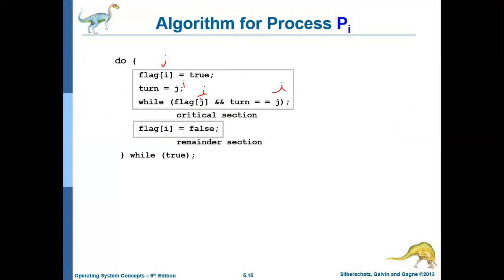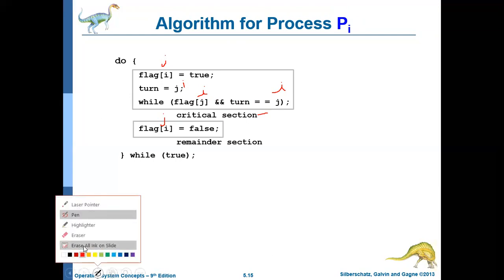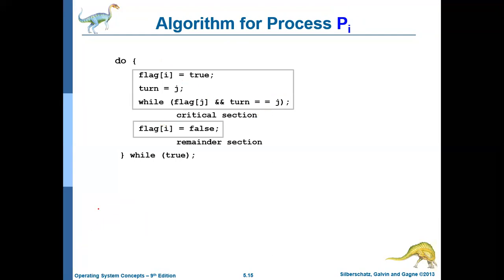As long as flag of i is true and turn is equal to i, it will wait, because let i complete, further it will wait. And if this condition fails, then it will enter the critical section. When it is coming out, it will make flag of j equal to false. So this is a very simple algorithm which is proposed by Peterson to solve the critical section problem, and it is a quite successful algorithm.